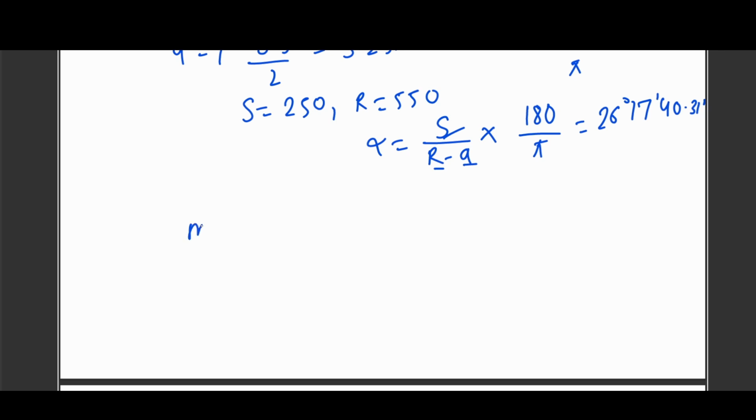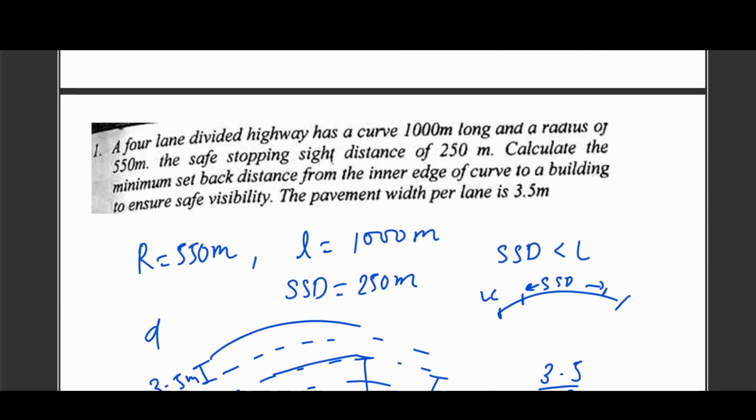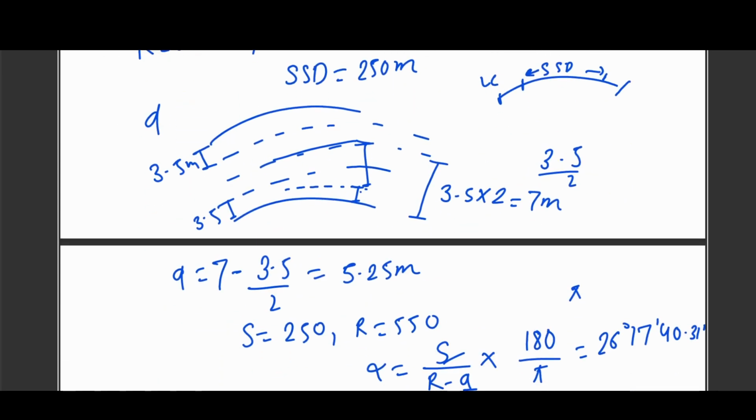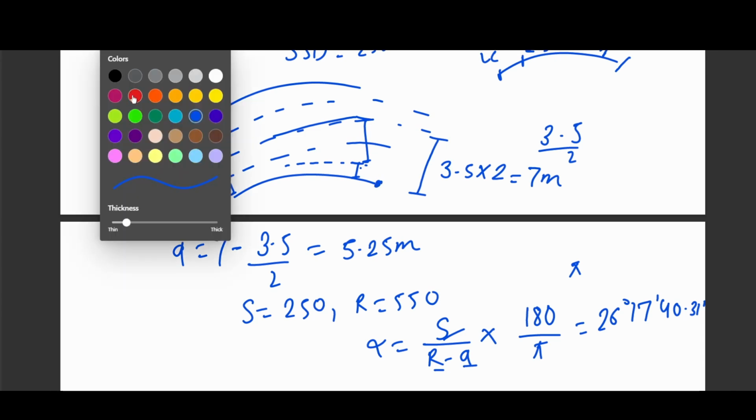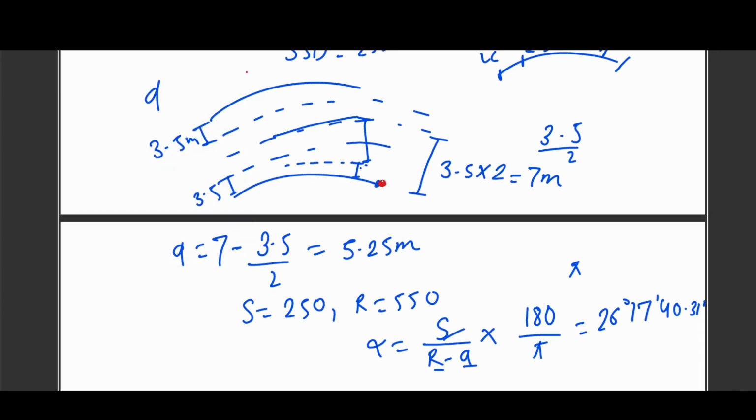So what is the setback distance? We remember the formula: R minus d cos alpha by 2. So the setback distance will be given by this formula. But what we are asked in the question is to calculate the minimum setback distance from the inner edge of the curve. So what is meant by the inner edge of the curve? It means from here, from this inner edge. We calculate the setback from M, from the middle edge, right? From here. This is M.